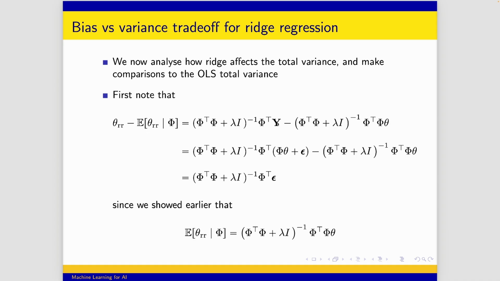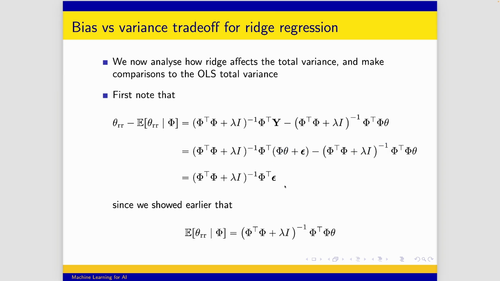Well, this is theta ridge. The expected value we calculated before, it's this quantity. So we've got this minus this. And y is phi theta plus epsilon, right? So what do we have here? Well, let's see. We've got this times phi transpose times phi times theta, and we've got minus the same thing. So that will cancel. Basically, this term here will cancel this whole term here, and we'll be left with this times this times this. This is what I've written here.